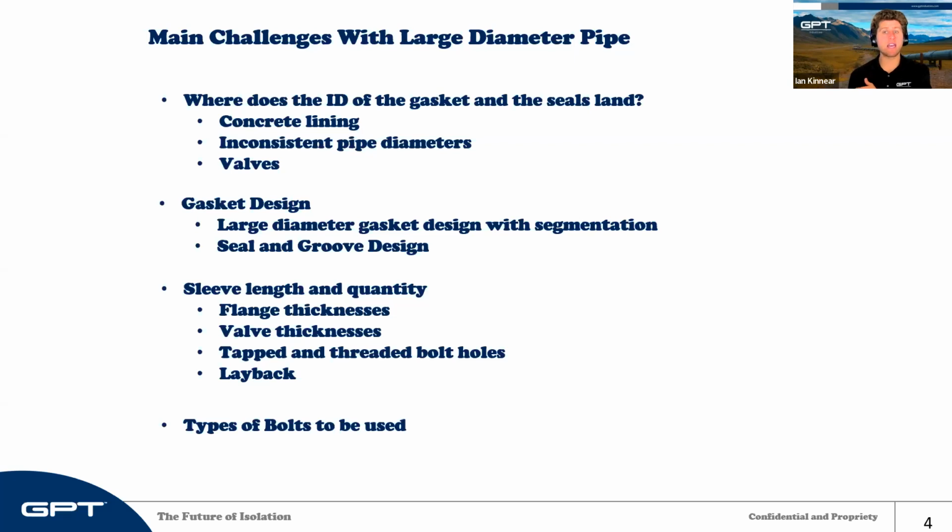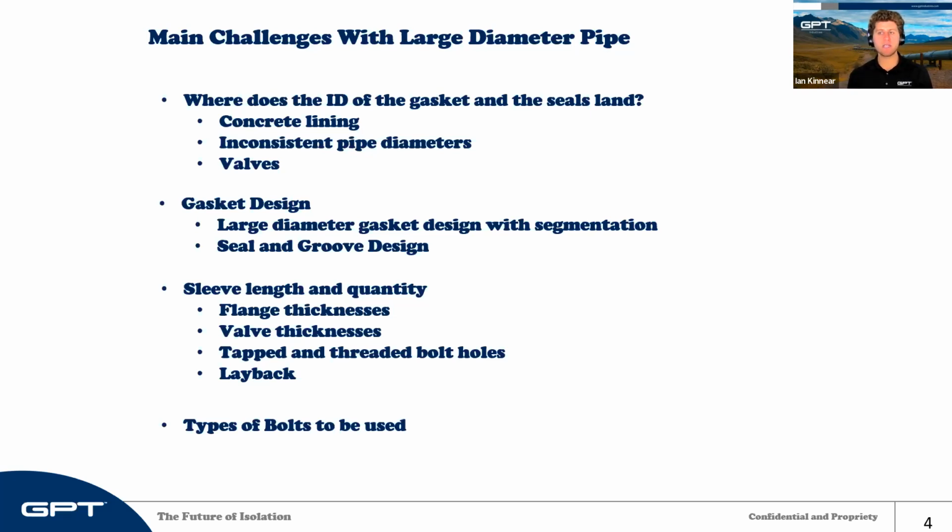Definitely, this can't be an acceptable norm. This can't be something that happens, and we do see it happen quite a bit. And so we're going to discuss why this happens frequently. And as you can see there, many times it's due to where the ID of the gasket and, most importantly, where the seals are landing on that flange assembly. Concrete lining influences this, inconsistent pipe diameters have an impact on this, valve IDs have an effect on this. So it's just something we're going to talk about and be aware of.